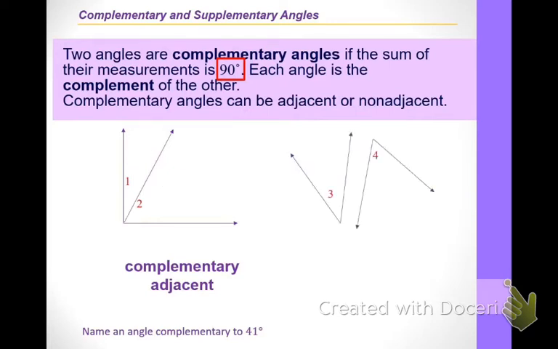They could also be complementary and non-adjacent. Again, in order to know that they're complementary, you would need to know their measures. So you would need to know the degrees. But these are complementary and non-adjacent. You should have both labeled on your paper.